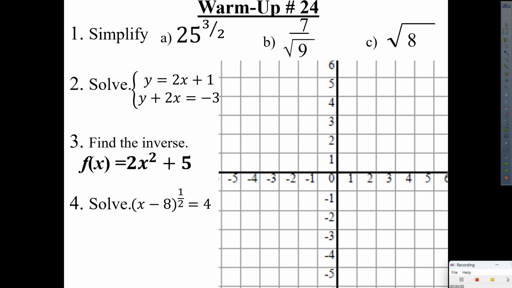Warm-up 24 is on the screen. By now, you should be experts at these four, so I'll give you a head start. I'm just going to ask for answers for most of them. Have a couple of you walk me through number 2 and number 4, something like that. All right, copy and go.